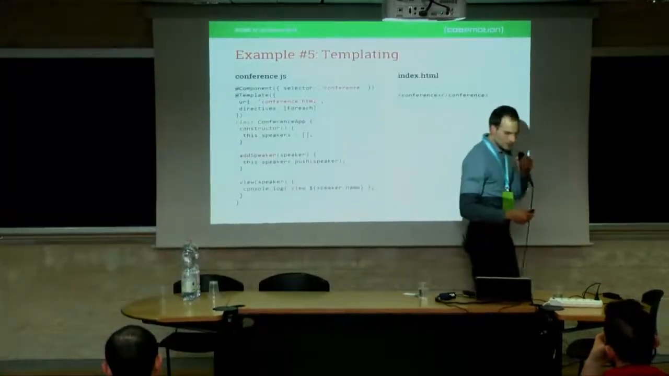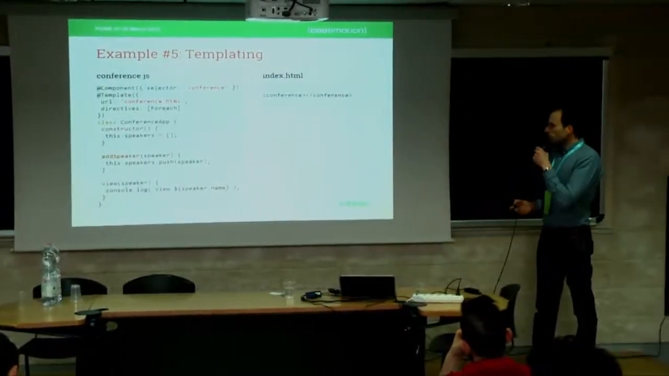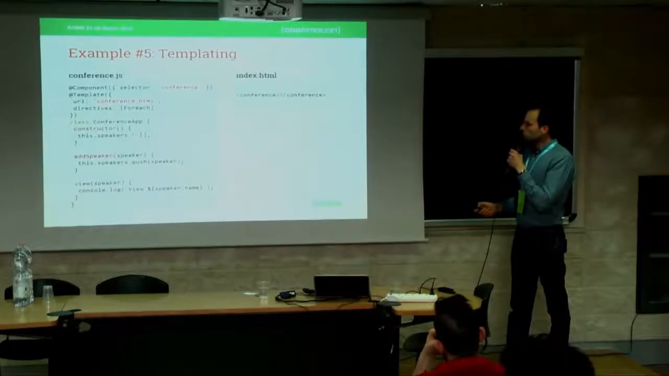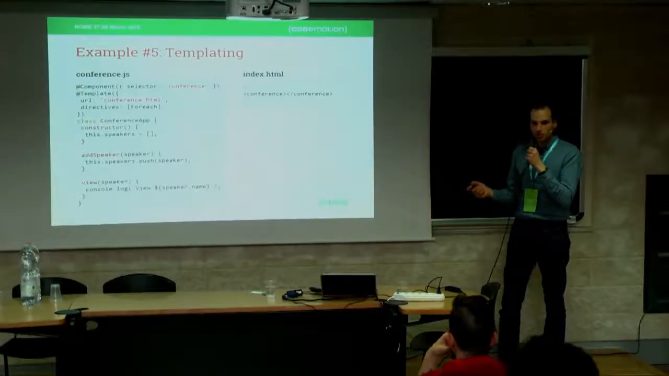So let's see how the new templating engine is going to be. Here we have just a simple directive. It has the tag conference. I have attached an external URL. And I don't have anything specific, just a list of speakers here. And the way I use it is I just define it in HTML.